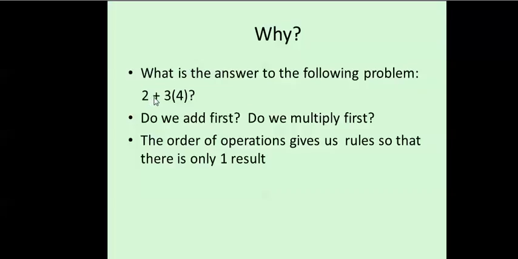The order of operations gives us rules so that we know which way to do it, adding or multiplying, because you will get two different answers, but there can only be one result. So the order of operations sets the rules for the order that we do things in all mathematics. Computers work on the order of operations. Computer programs, spreadsheets, everything follows these rules.